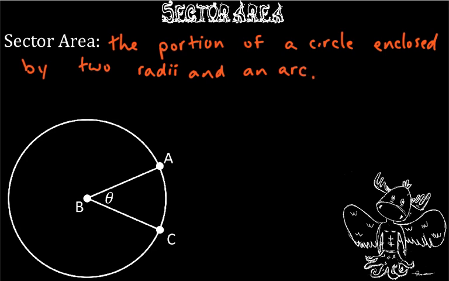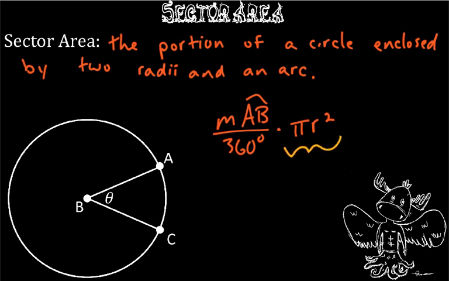So the formula here will have to include the area of the entire circle, but we also need to include the portion of the circle that we're talking about. So the measure of the arc, measure of arc AB, divided by 360 degrees, that tells us the portion of the circle we're talking about, times pi r squared. And right here, this is the area of the circle. So we have the area of the circle multiplied by the portion of the circle that we're talking about.